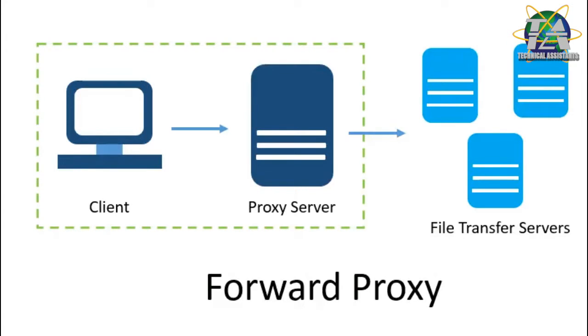So now I'm going to briefly explain what is a proxy server. A proxy server is an intermediary software that allows communication between the clients and servers in a more secure way. There are two types of proxy server, which are forward proxy and reverse proxy. For forward proxy, as you can see here, forward proxy is a proxy server that sends the request on behalf of the client to the file transfer servers. So the file transfer servers actually see the IP address of the proxy server instead of the IP address of the client.